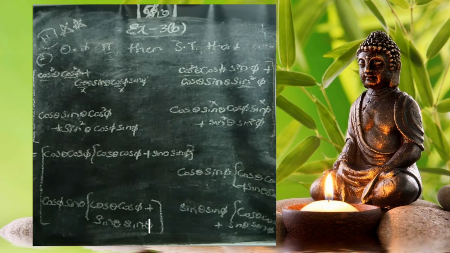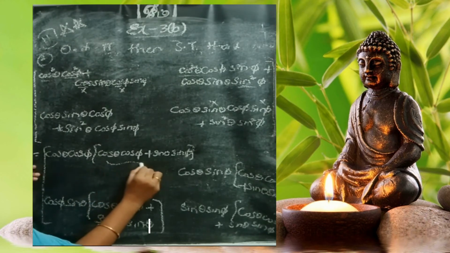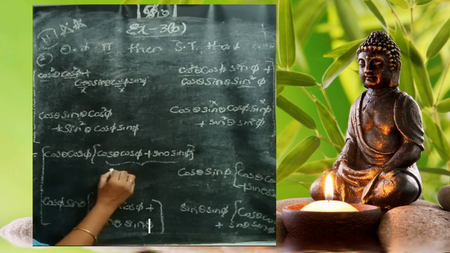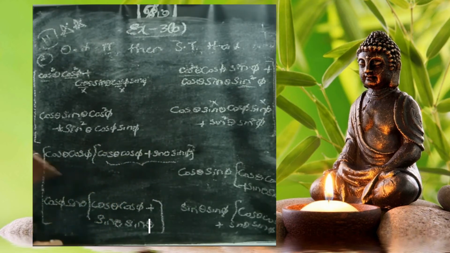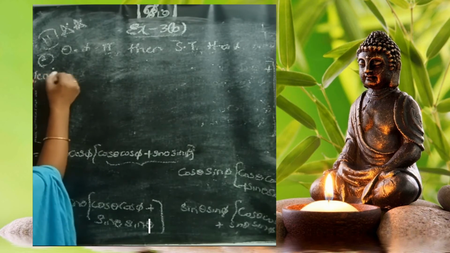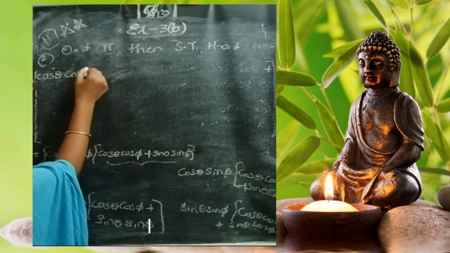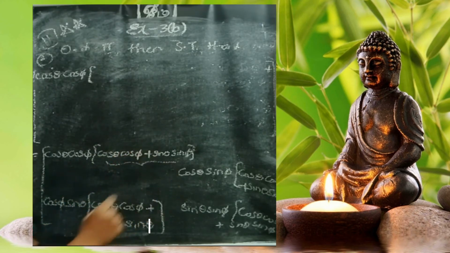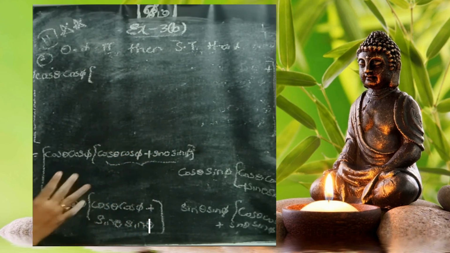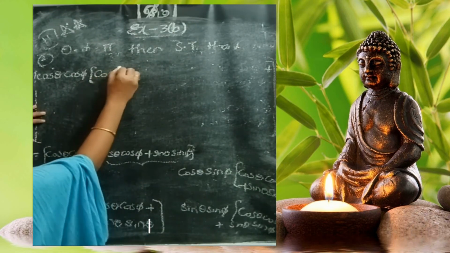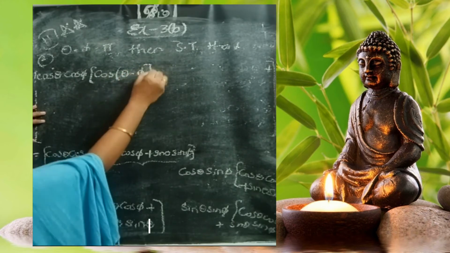Okay, next see here, this looks like one formula. Cos A cos B plus sin A sin B means cos of A minus B. For the next step, we'll see. I'll write the same here: cos theta, cos pi. This is the formula for cos A cos B plus sin A sin B. The formula is cos of A minus B. Here A is theta, B is pi. So cos of theta minus pi.